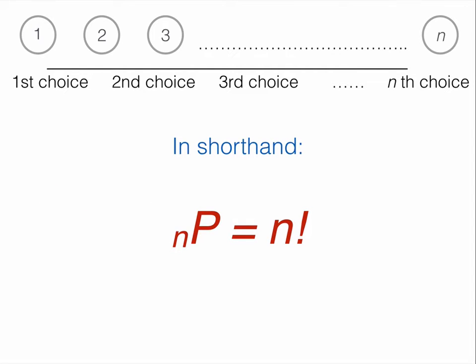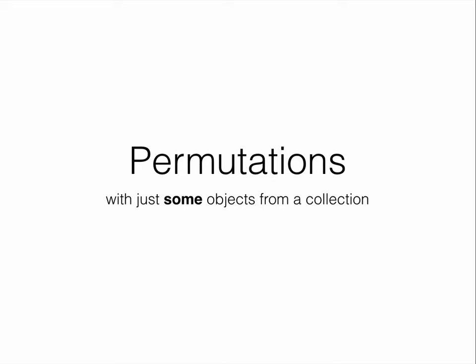In shorthand, we write it like this, with a subscript n being the total number of objects, p to represent permutations, equals n factorial. However, sometimes you want to select just some objects from a bigger collection.